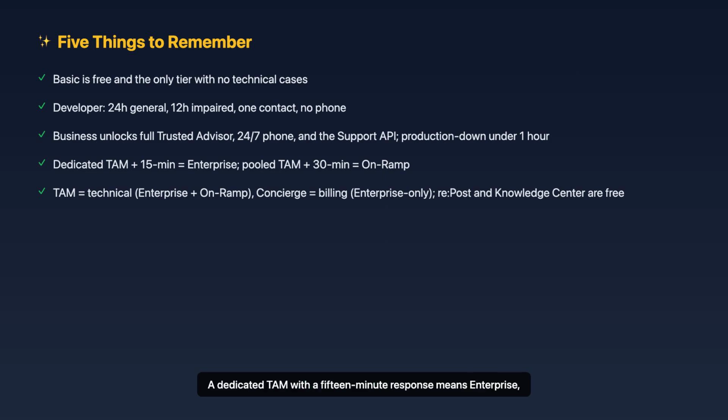A dedicated TAM with a 15-minute response means enterprise, while a pooled TAM with a 30-minute response means on-ramp. And remember, TAM is technical and comes with both enterprise and enterprise on-ramp, while Concierge is billing and is enterprise only, and Repost and the Knowledge Center are always free.